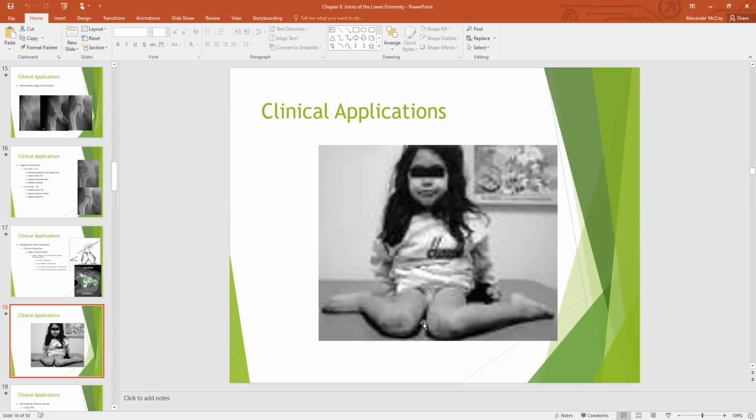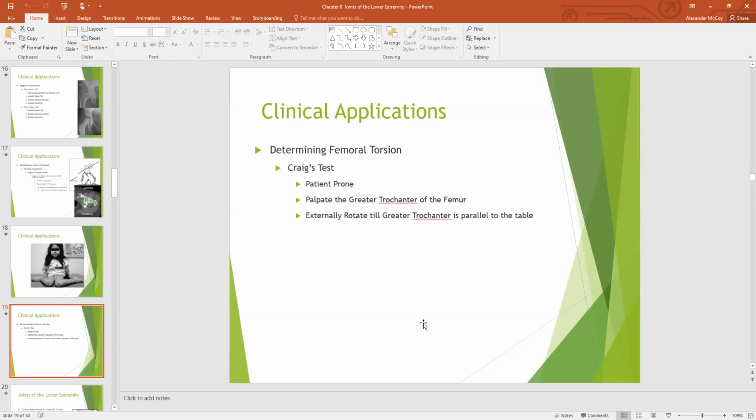Tuck those heels underneath the butt. We would love some good flexion in those knees and learn how to squat appropriately and all that fun stuff. But we want to take them out of this position as much as we can. We can kind of test this with Craig's test.